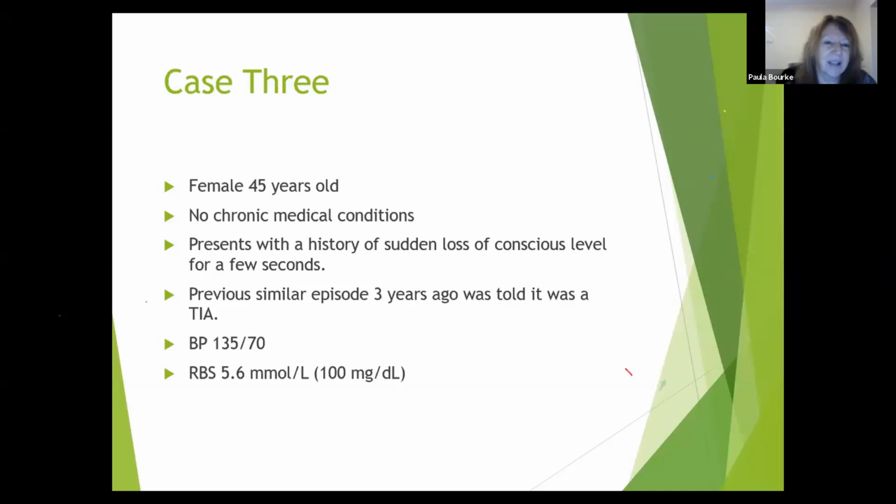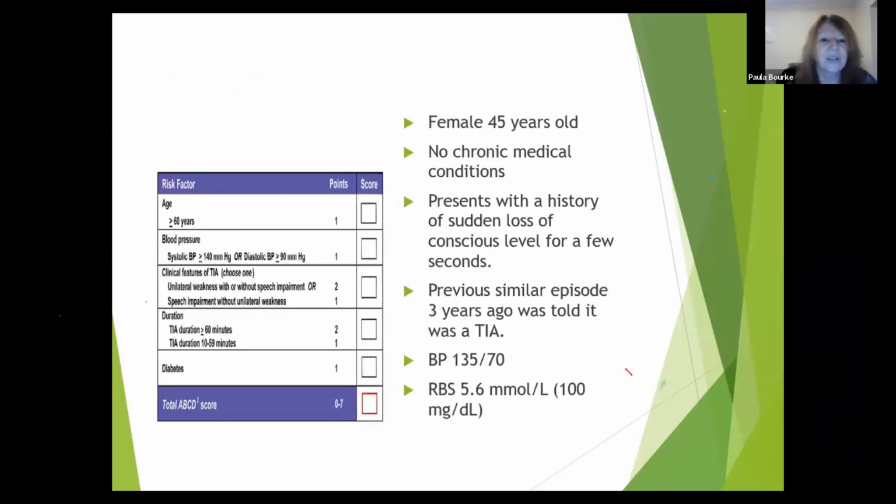Go through it again. A, age, 45, no points. Blood pressure, 135/90, no points. Clinical features. She presented with a sudden loss of consciousness for a few seconds. Sudden loss of consciousness, no weakness, no speech disturbance, 0. Duration, a few seconds, 0. Diabetes, 0. Yeah? So she would have scored a 0.